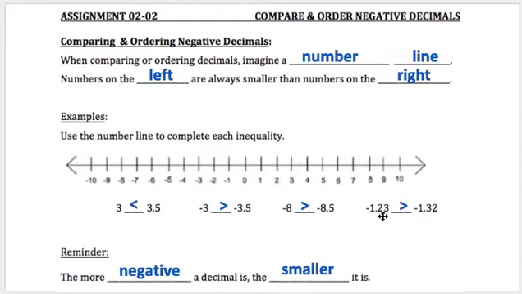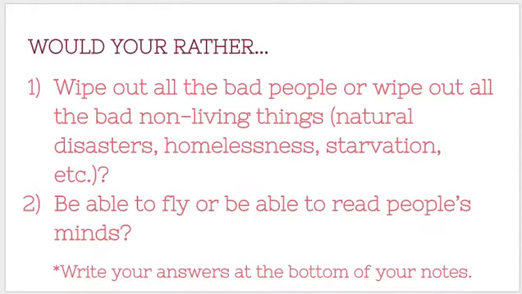Negative 1.23, or negative $1.23, is about here. Negative $1.32 means you're more in debt, approaching negative 2. And so the number that's to the right is the bigger number. Negative 1.23 is greater.